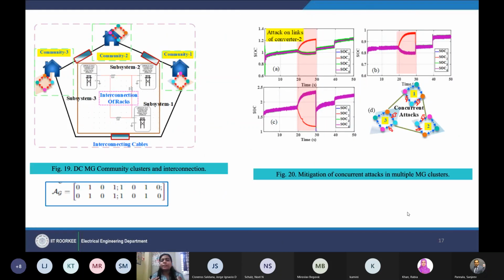And what we have done is that, in practice, these microgrids would actually be connected together for improving the reliability of the distributed energy resources. So we have taken up again a similar manner, community 1, 2, 3 in different racks of the RTDS, and then we have started injecting concurrent attacks on different microgrids and tried to see whether they are operating effectively or not.